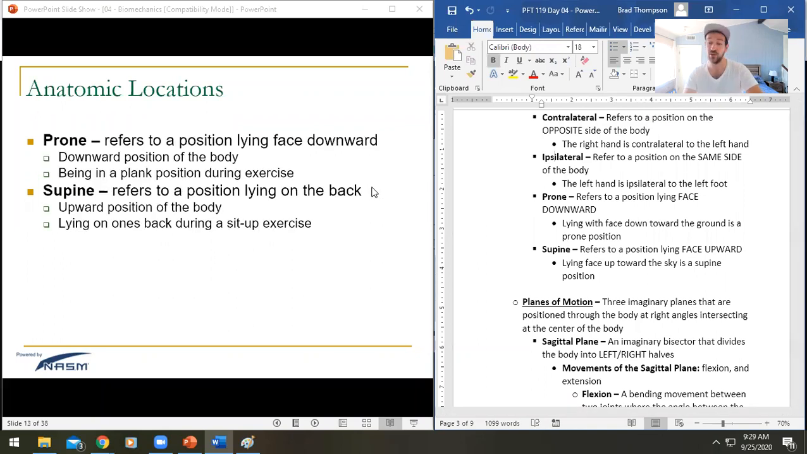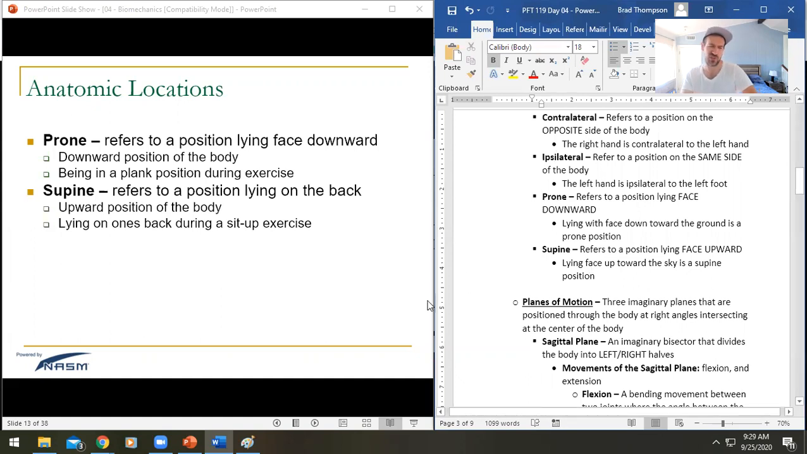And then the last 2 definitions we've got for our location definitions are prone and supine. Prone is a position lying face downwards. So if you sleep on your stomach, you sleep in a prone position. And supine is if you sleep on your back, you are in a supine position, if you're a back sleeper. So prone is a position face down, supine is a position face up.